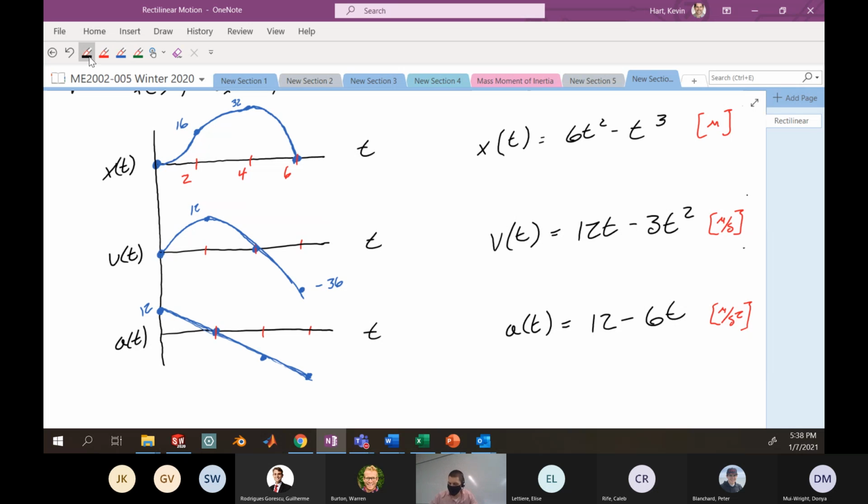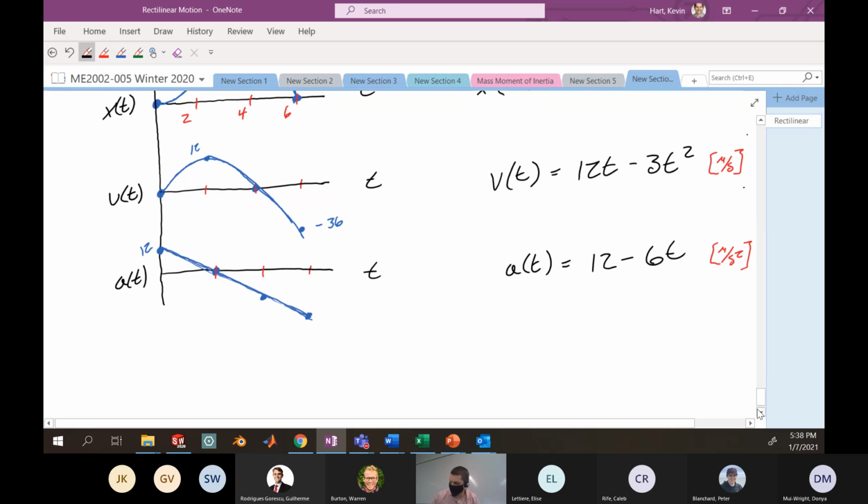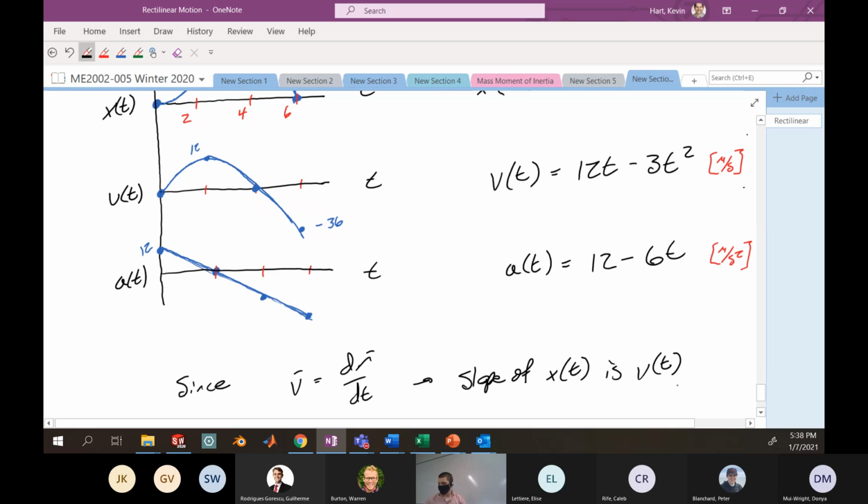And I want to go through this because I think these graphs, as best as I can draw them, highlight those particular situations. So since the velocity is the derivative of the position, then the slope of this x(t) is v(t). That's why I try to show this particular graph.